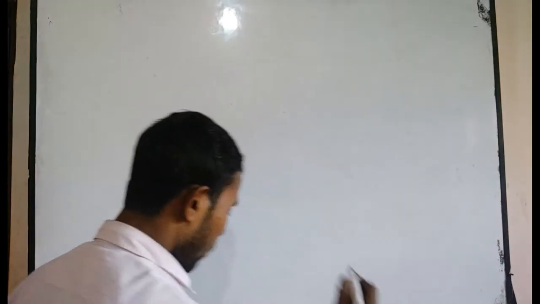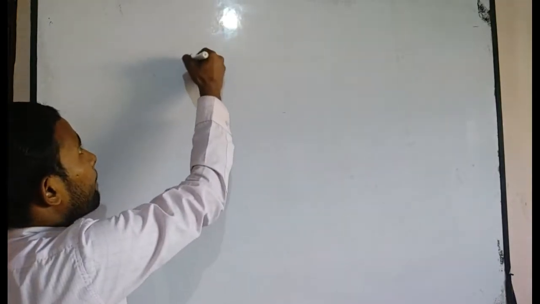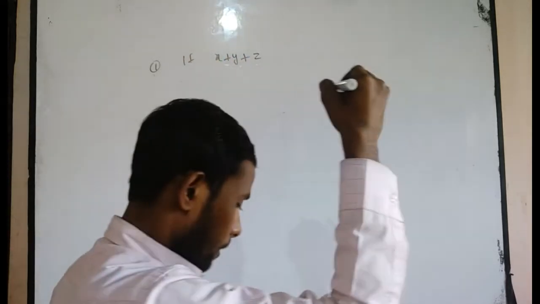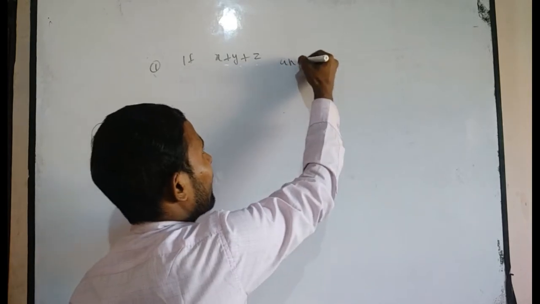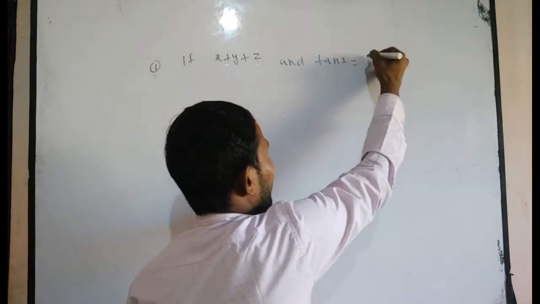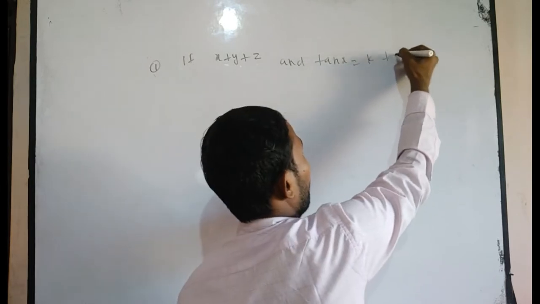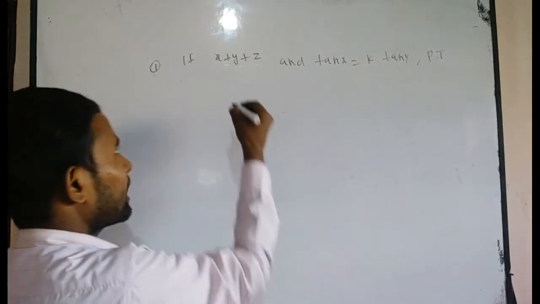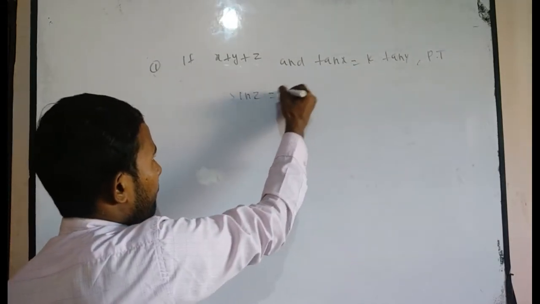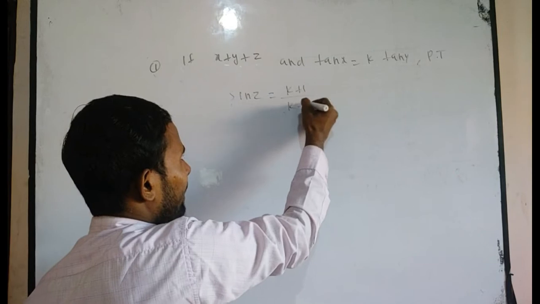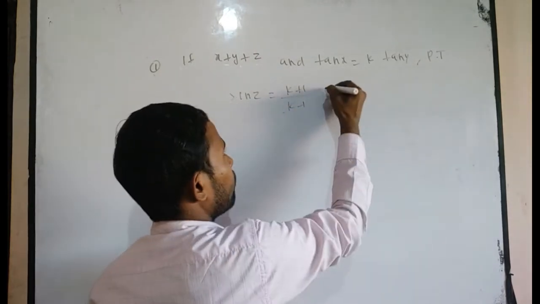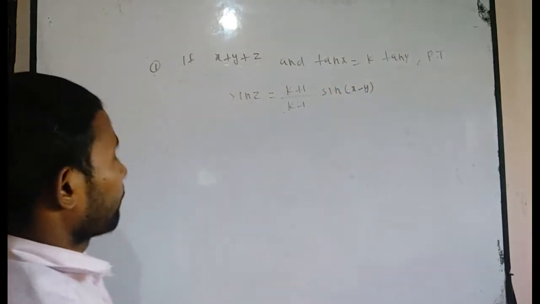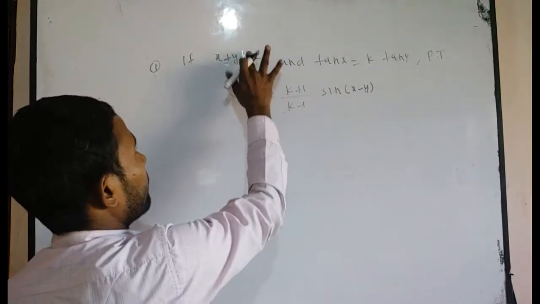In the next example it says that if x plus y is equal to z and tan x is equal to k times tan y, then prove that sin z is equal to (k+1) divided by (k−1) into sin(x−y). Here x plus y is equal to z.